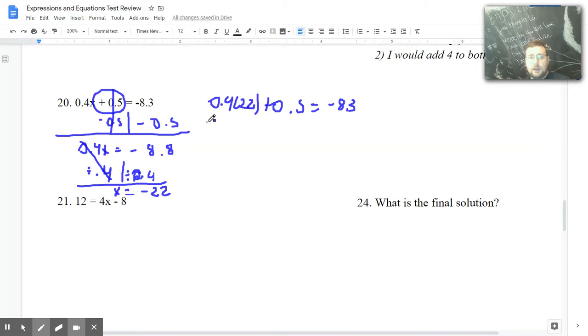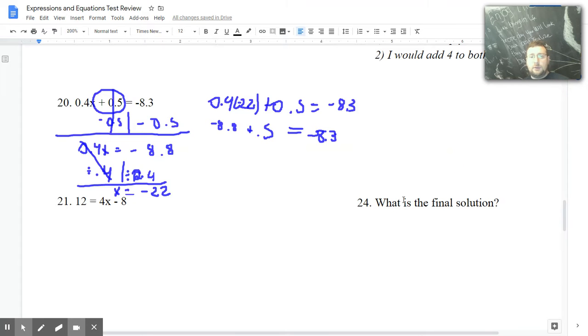And you can do this on the calculator. If you do 22 times 0.4, you get 8.8. Except, of course, since my answer is negative 22 over here, this is going to be negative 8.8. And negative 8.8 plus 0.5, there are different signs, so you're going to find a difference, and the difference between those two is indeed negative 8.3. You know you did it right. Good job.